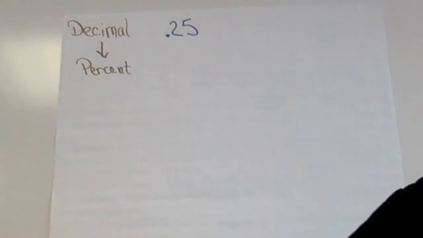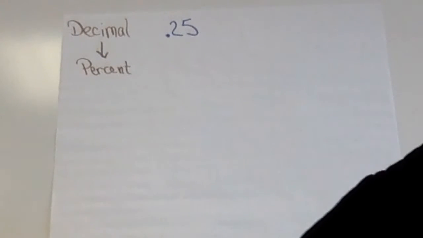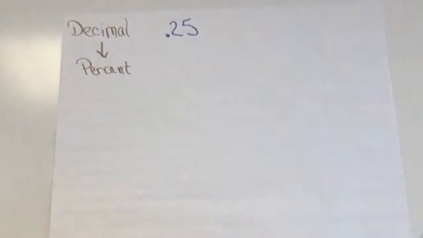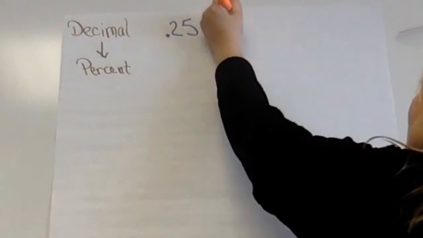Okay, so 0.25. Maybe it is the root of all evil. So 0.25, and we're converting that as a decimal to a percent. Percent means parts out of 100. That's the literal word for it. So to do this, you are just multiplying this by 100.